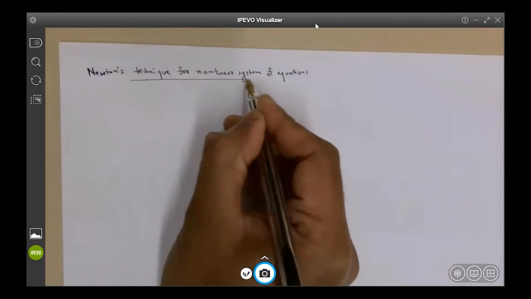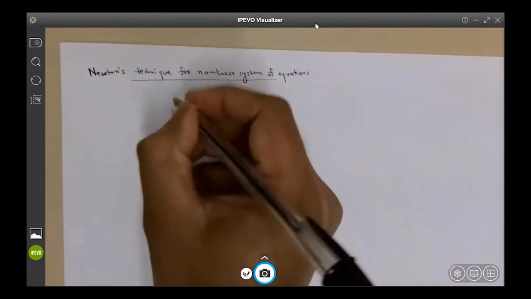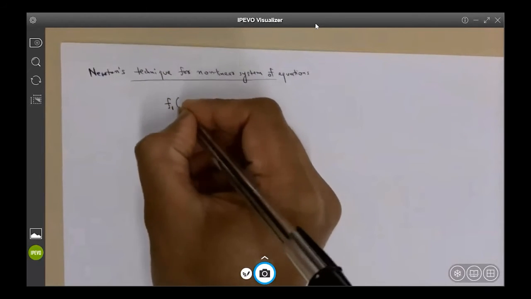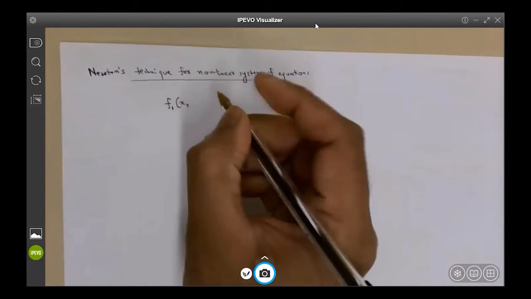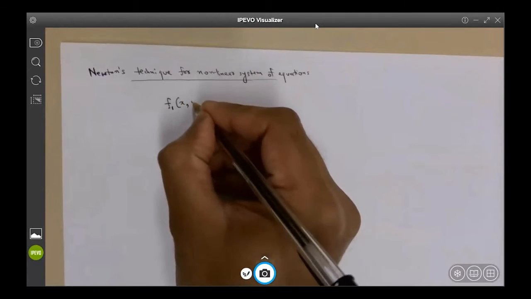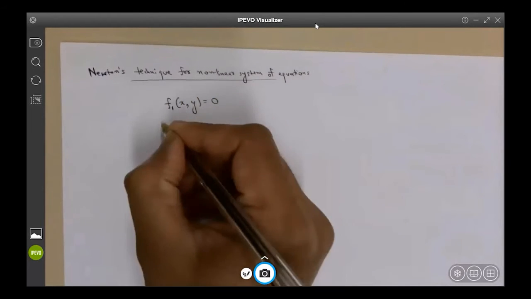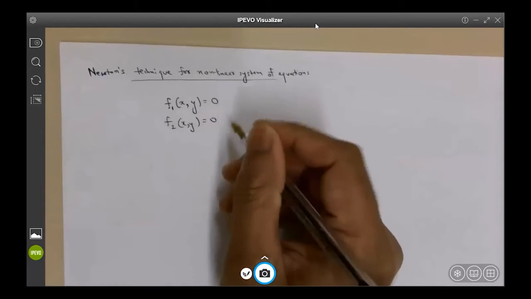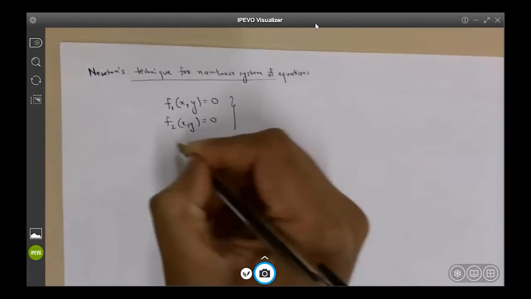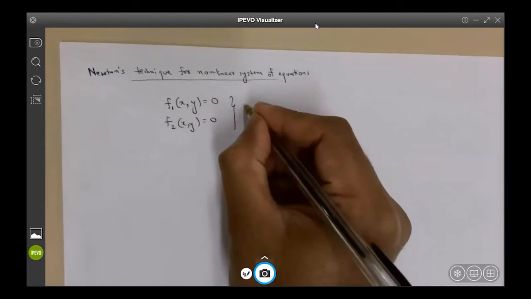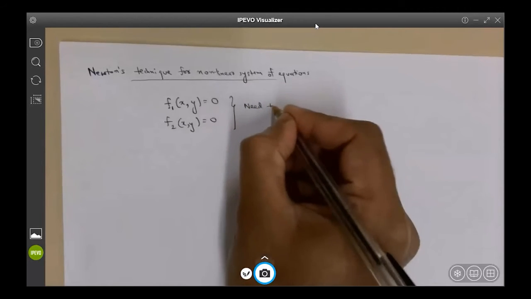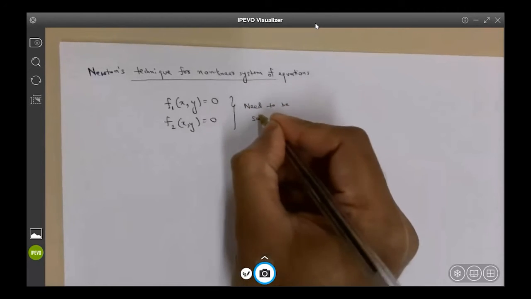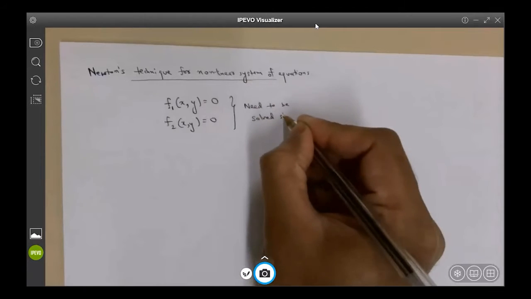Okay, so if we have a system of equations like f1 of x, y equals 0 and f2 of x, y equals 0, and they have to be solved simultaneously. You can have more than that as well, which need to be solved simultaneously.